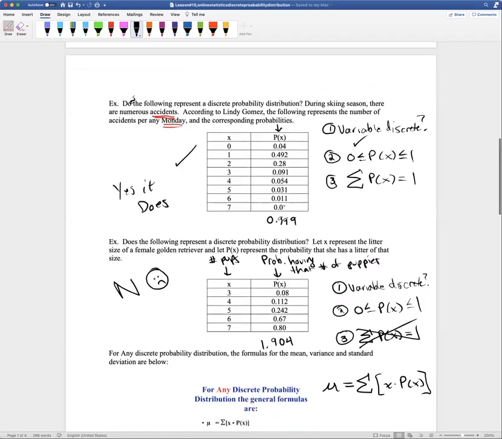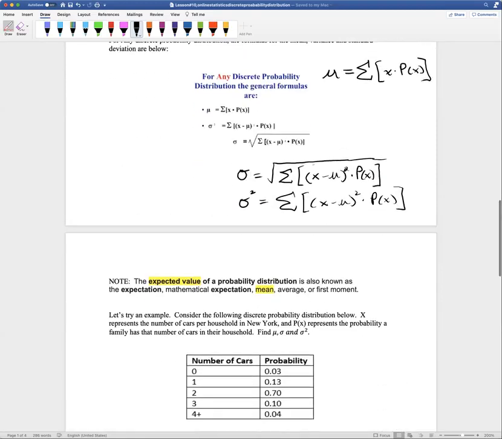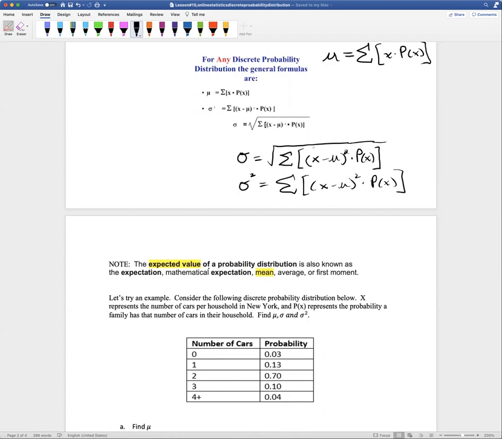So oftentimes, instead of saying what is the mean, we'll hear the expected value, the expectation, the mathematical expectation, or the mean. All of those have the same type of meaning. So the mean is the same thing as saying expected value, which is the same thing as saying the expectation or the mathematical expectation.